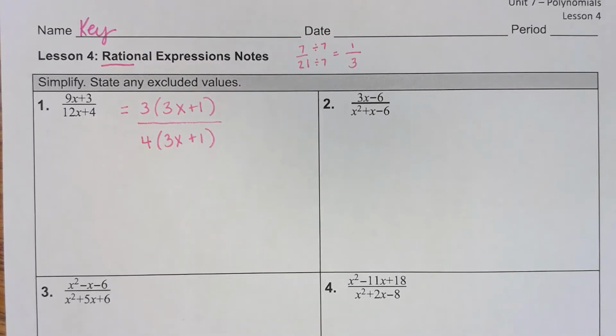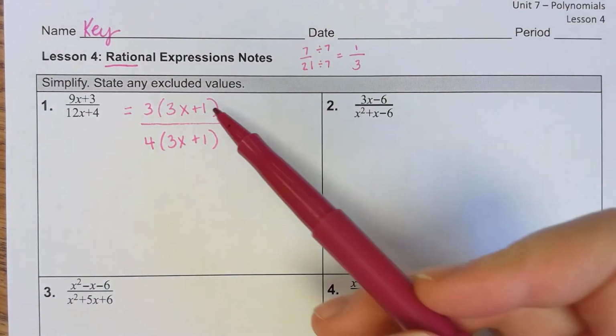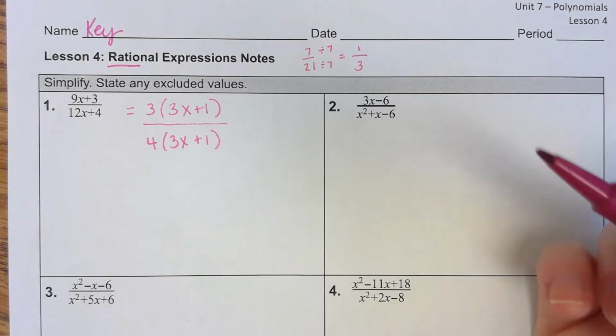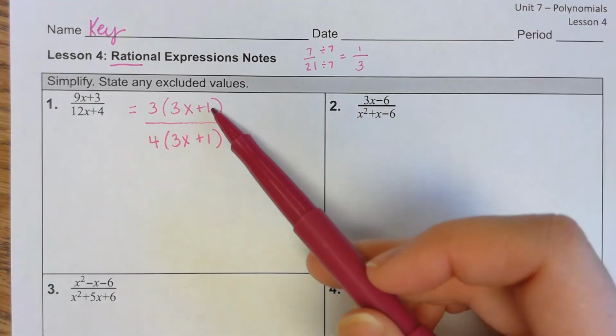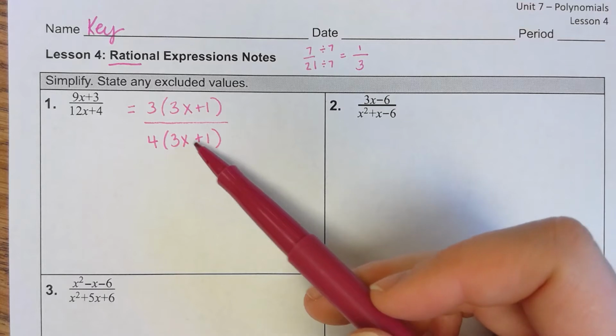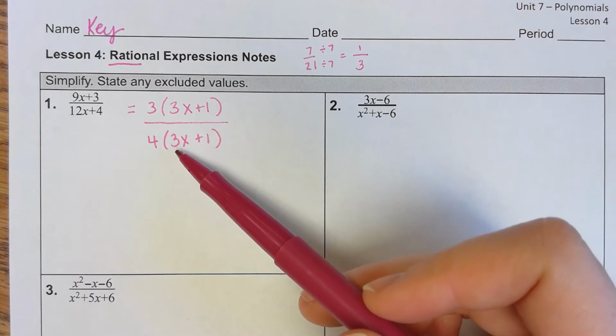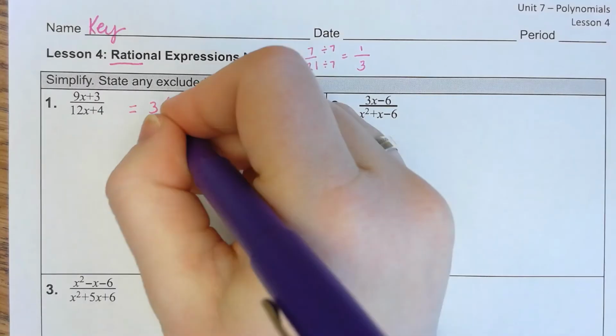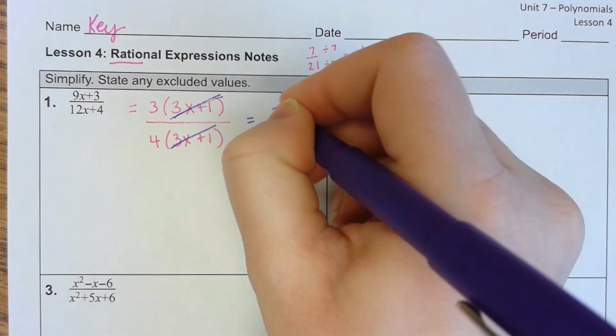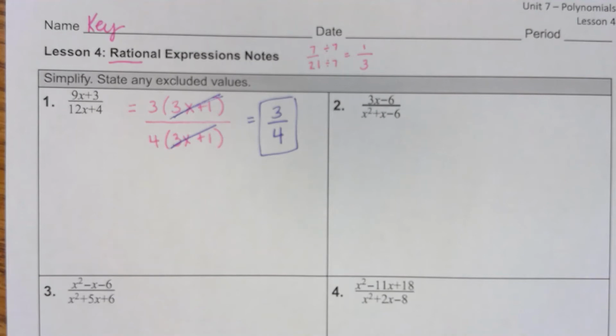Now I can see that just how 7 was a common factor before, 3x plus 1 is a common factor here. I can only say that something is a common factor if the entire group is the same. If for some reason this were 3x plus 1 and this were 3x plus 2, I couldn't say that 3x is a common factor, because it wouldn't be the same expression on the bottom and the top. But since it is, I can go ahead and simplify this to just 3/4. Now the directions say state any excluded values. There actually are no excluded values here. It makes more sense to talk about that when there actually are, so we'll hold off on that. This would simplify to 3/4.